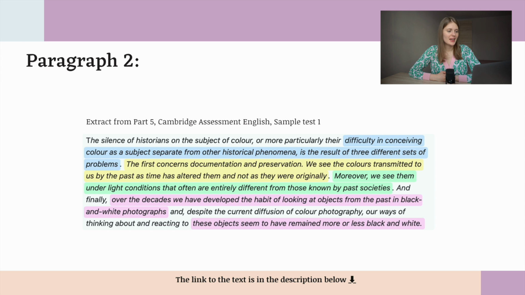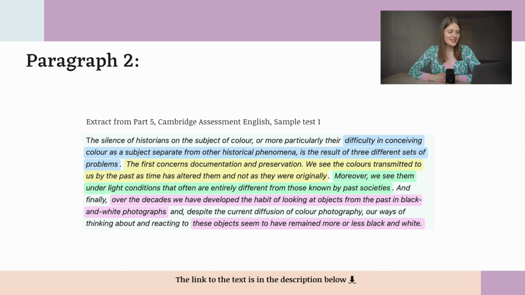Paragraph number 2. The main points that paragraph 2 develops are the following. The writer says that there are 3 main reasons, or 3 sets of problems, why historians have difficulty in studying color, and talks about the first one, which includes 3 points. Number 1. He explains that colors fade and change over time, which impacts our perception. Number 2. He mentions different light conditions, like artificial or natural light, that help us perceive and interpret colors. And number 3. He claims that we're used to perceiving certain objects from the past in black and white colors, because of black and white photography.